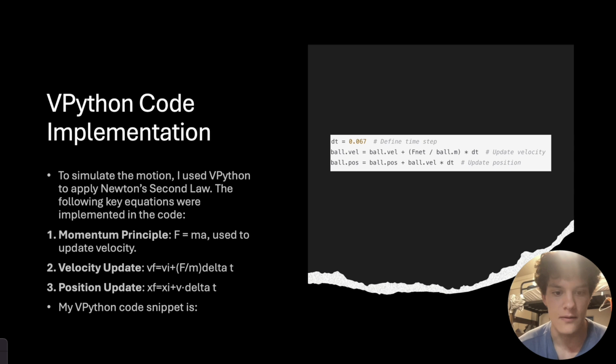And then using that, we plugged the final velocity into the position update formula to find the next position in the next time frame, using those time steps that we had discussed previously, with this equation: x final equals x initial plus velocity times the change in time. And here's my VPython code that I used. And moving on.